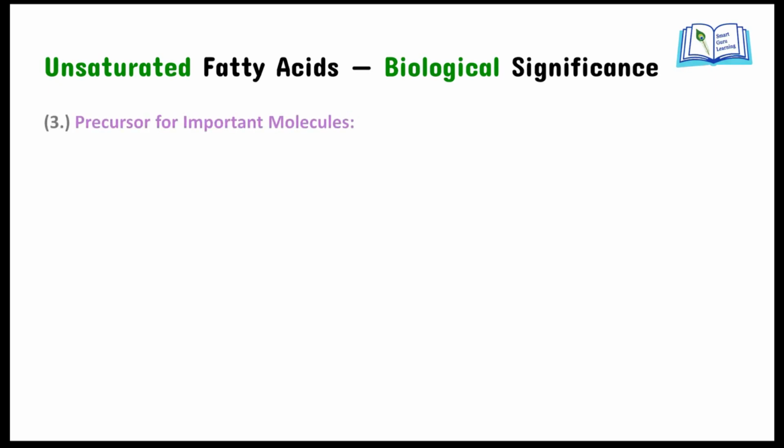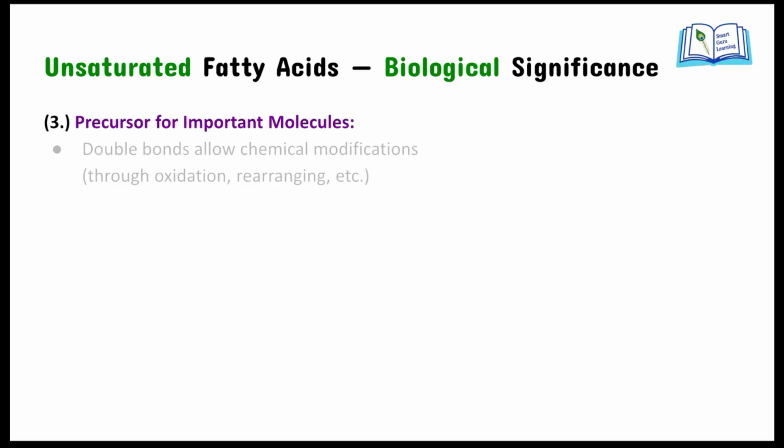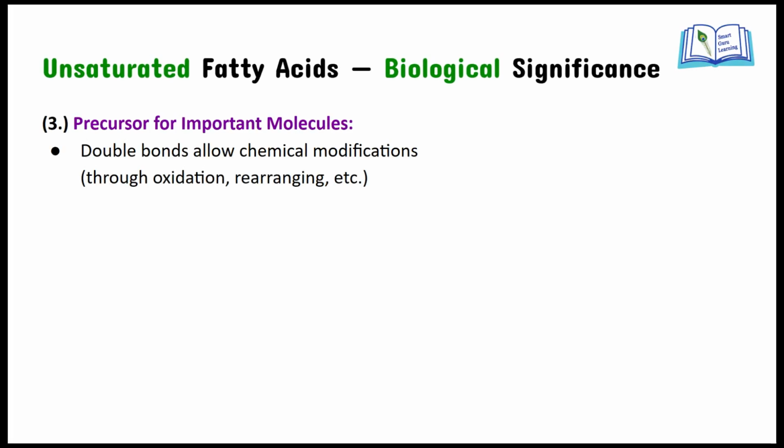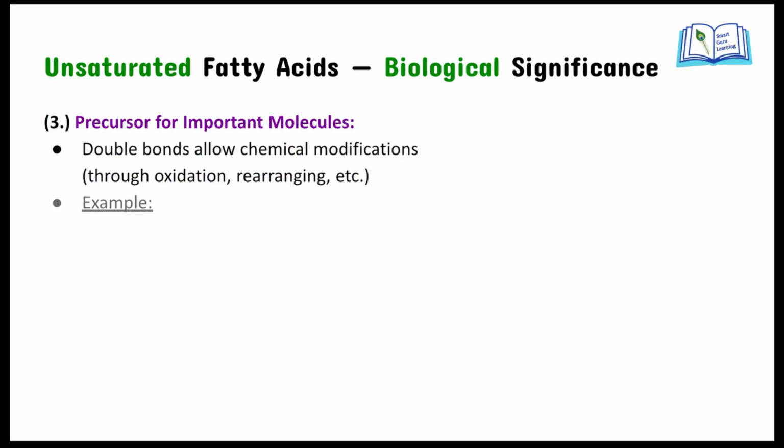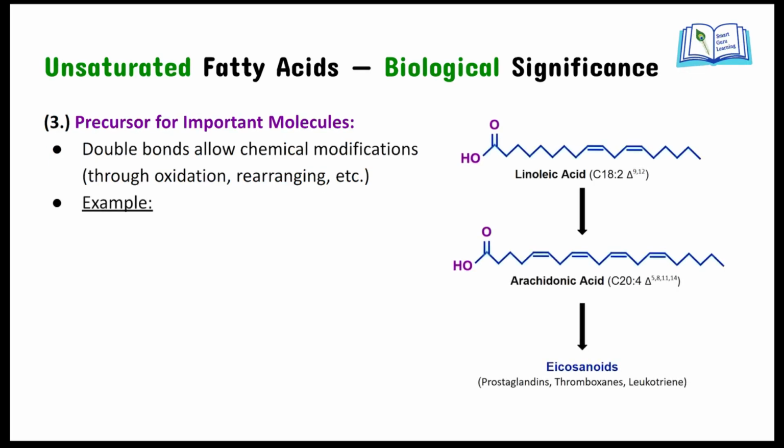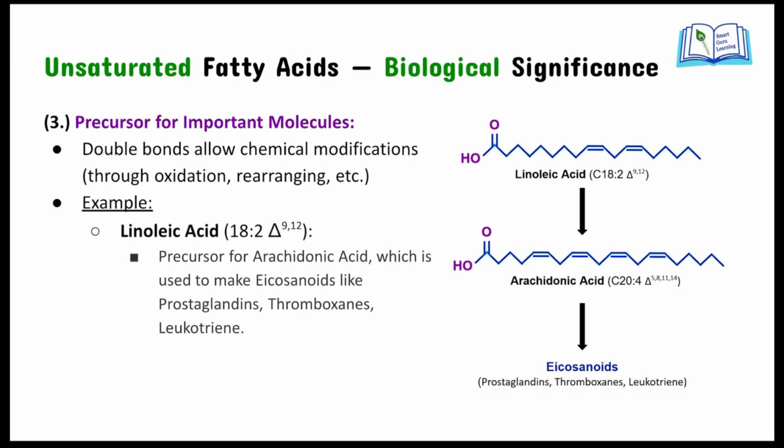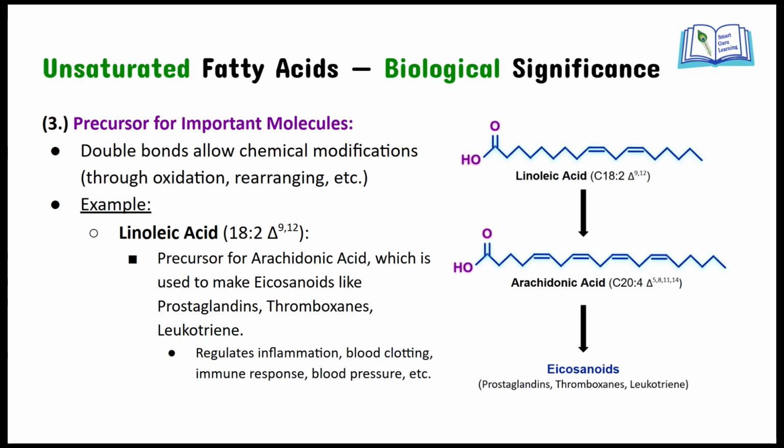Double bonds allow chemical modifications such as oxidation and rearrangement, which enables fatty acids to serve as precursors for vital molecules like signaling lipids, eicosanoids, and membrane phospholipids. These transformations are essential for regulating inflammation, cell communication, and energy metabolism. For example, linoleic acid is a precursor for arachidonic acid, which is used to make eicosanoids like prostaglandins, thromboxanes, and leukotrienes, which regulate inflammation, blood clotting, immune responses, and blood pressure.